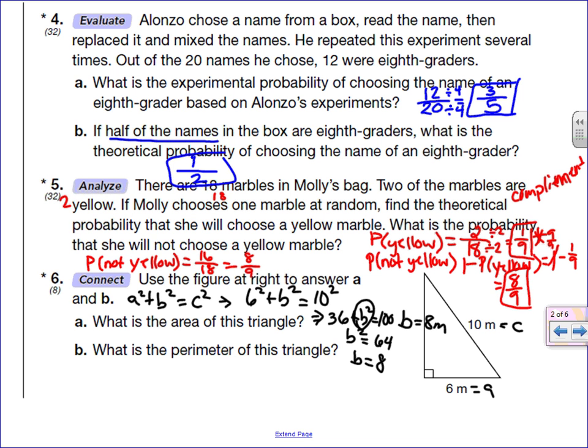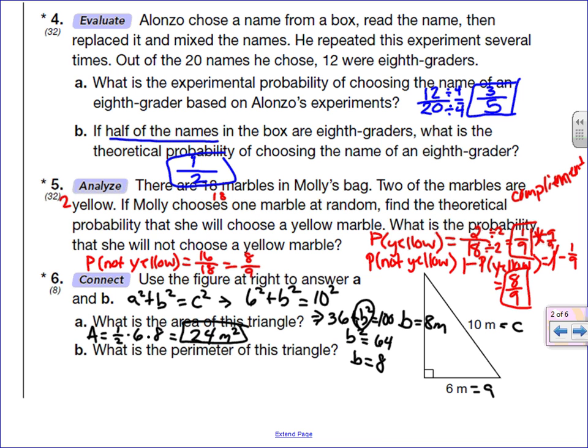So now that I have that, I can do area of a triangle is 1/2 the base, which is 6, times the height, which is 8. Half of 6 is 3. 3 times 8 is 24. And if we're talking area, it's the units given squared.